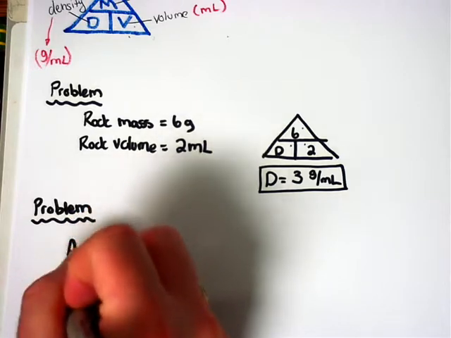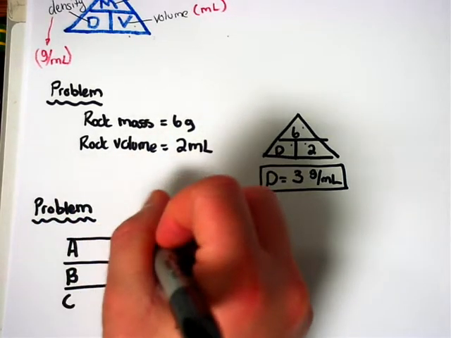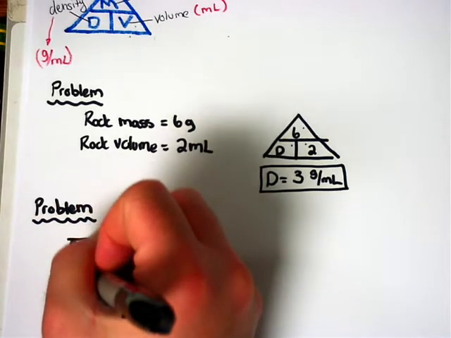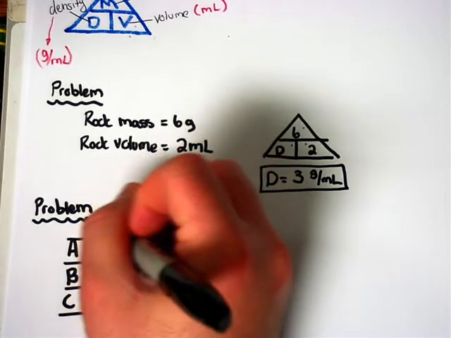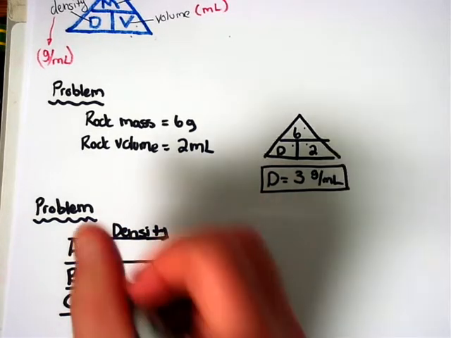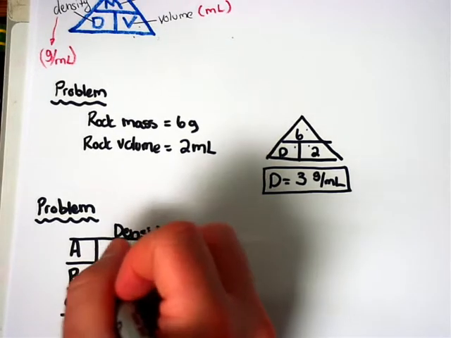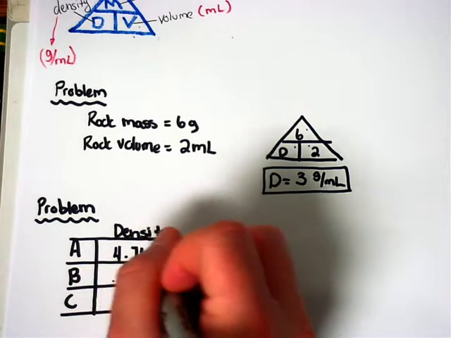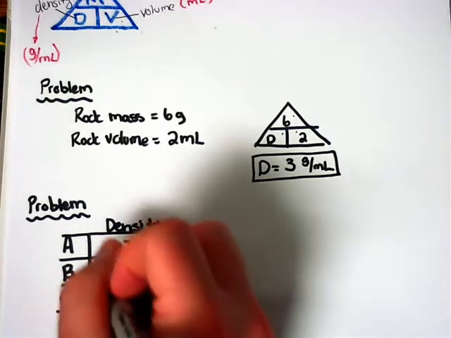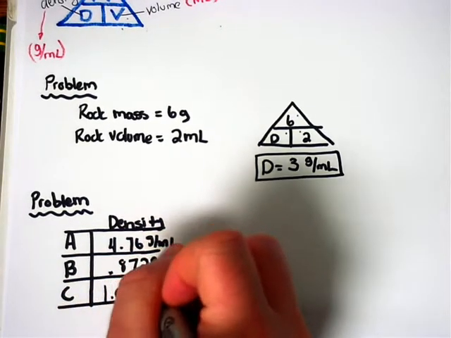Substance A, B, and C. We got 3 substances. Each of them has their own density. I'm going to get you to write out these densities. 4.76 grams per milliliter for substance A, 0.872 grams per milliliter for substance B, and then 1.00 grams per milliliter for substance C.